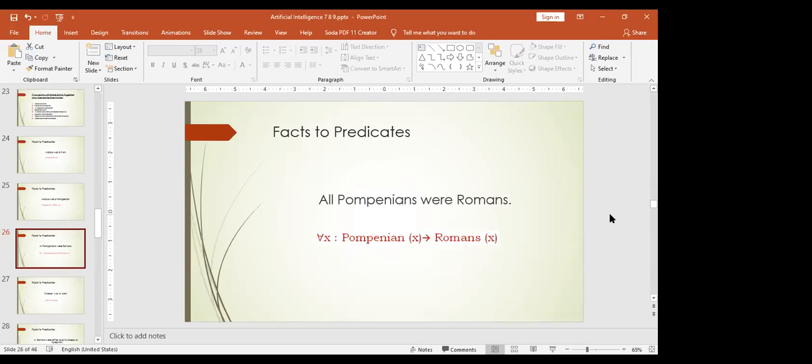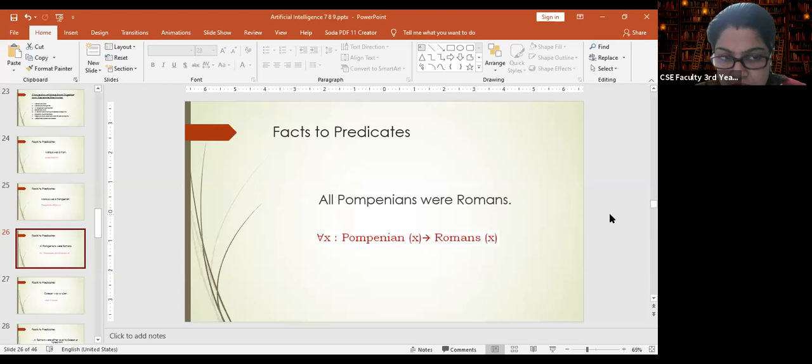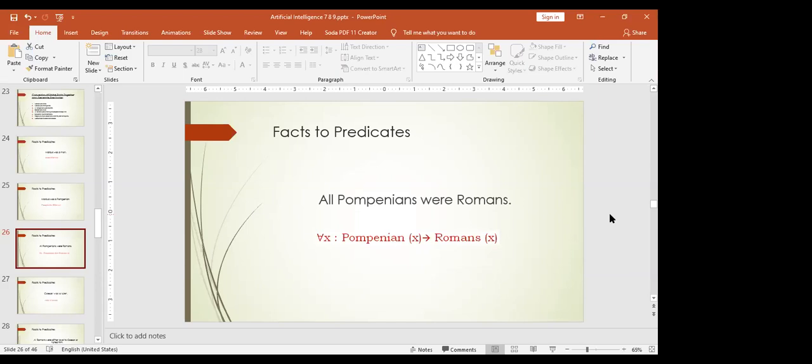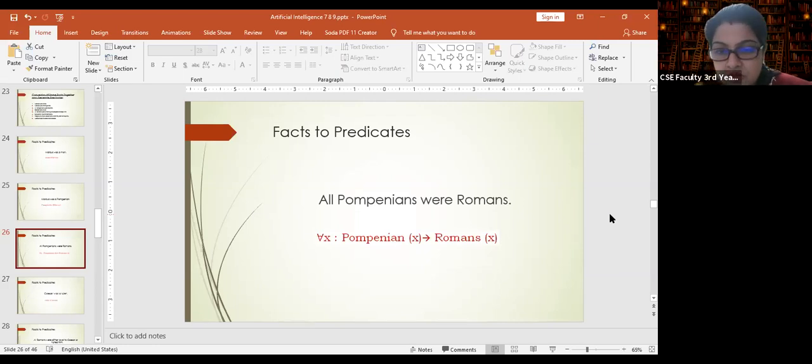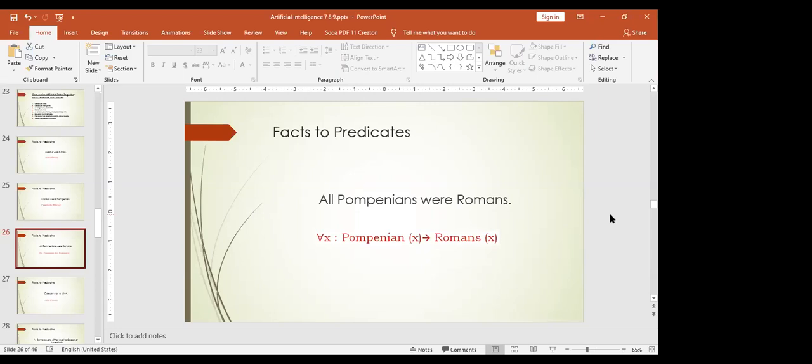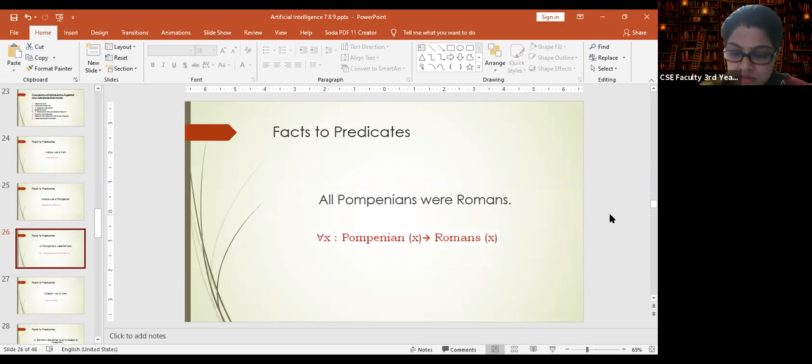If Pompeian, then Roman. The implication sign is there. So how can you remove the implication sign by applying procedure 1? I discussed it just two minutes before. Not Pompeian or Roman, x. Yes, definitely.